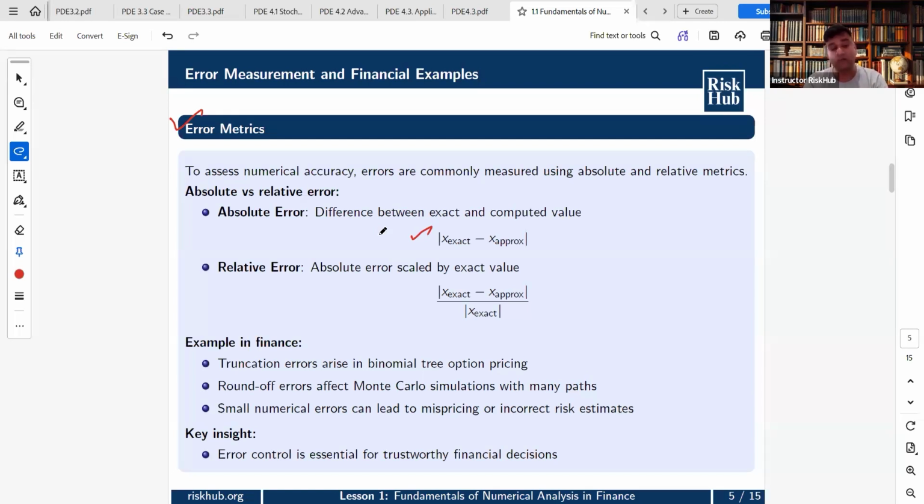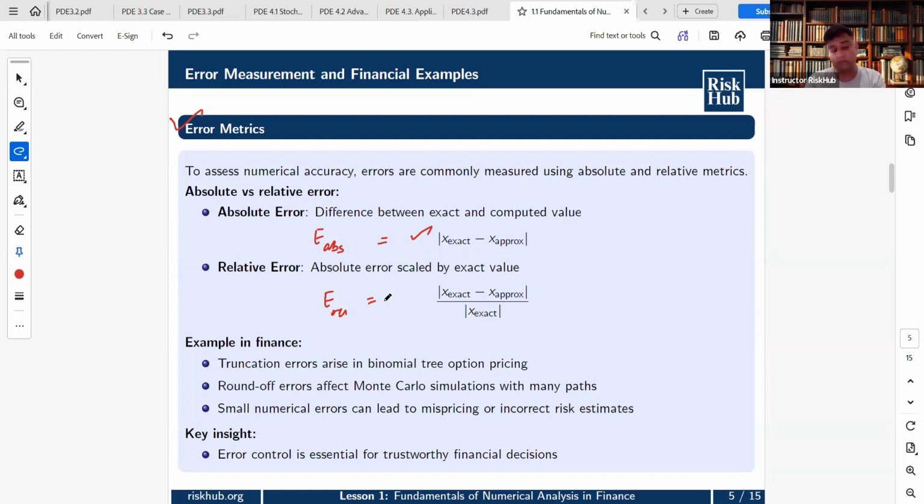Then we have relative error also. You can write it like this, right? Relative error equals absolute error divided by the absolute value of x exact. Using the same example, 2 by 100, 0.02, is 2%. Relative error tells us the error in percentage terms.